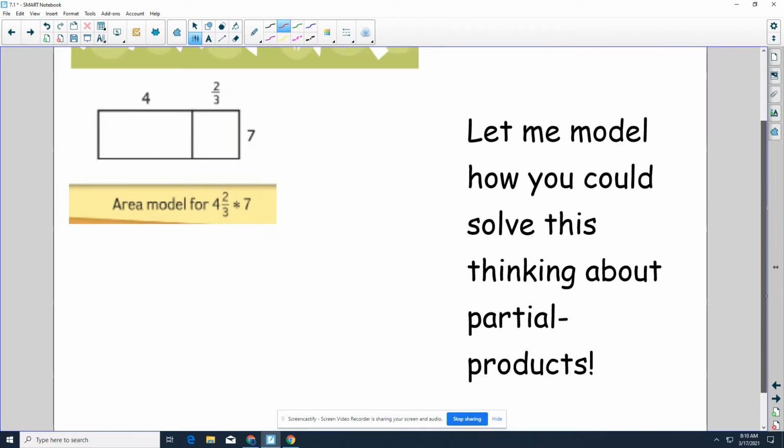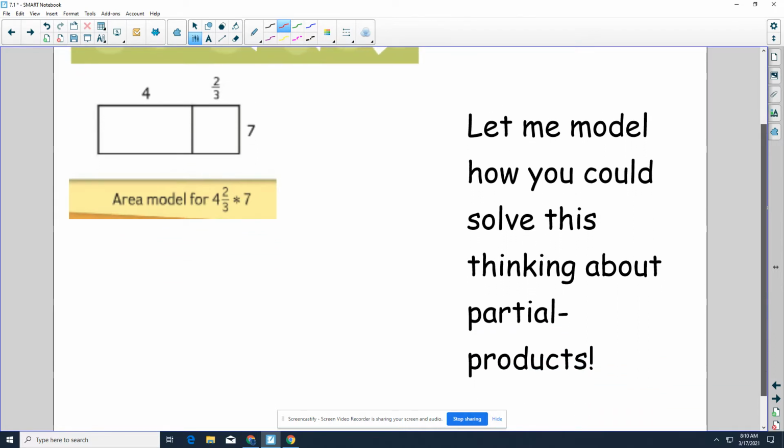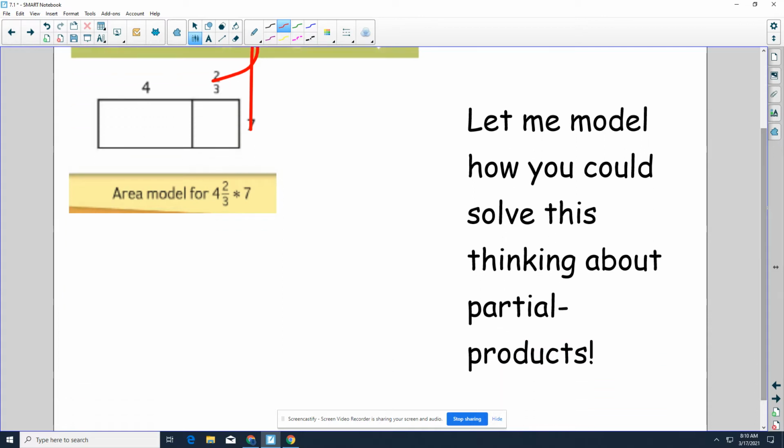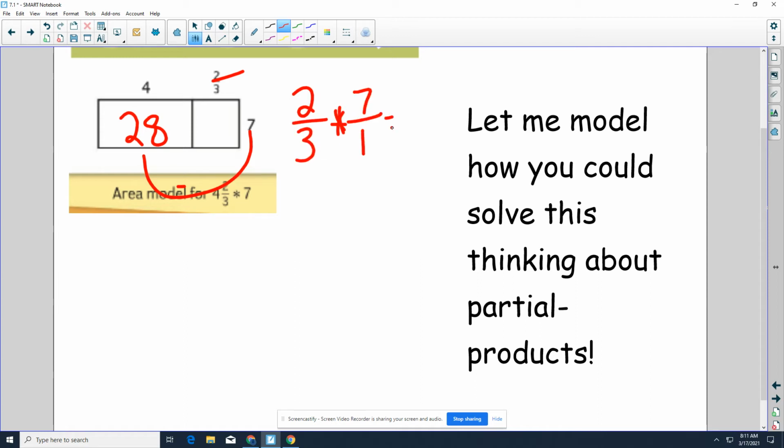Okay, so let me model how I could solve this thinking about partial products. So we've already split it up by place values, and I could say 7 times 4. Let me erase this line. I could say 7 times 4 is 28. And then I have to multiply 2/3 times 7. I'm going to put my whole number over 1 because that's the same thing as 7. It makes it easier for me to multiply. And I get 14/3, which then I want to convert by dividing back to a mixed number.